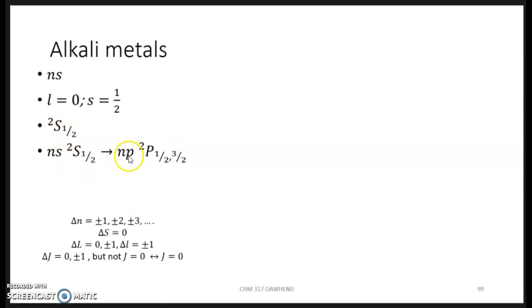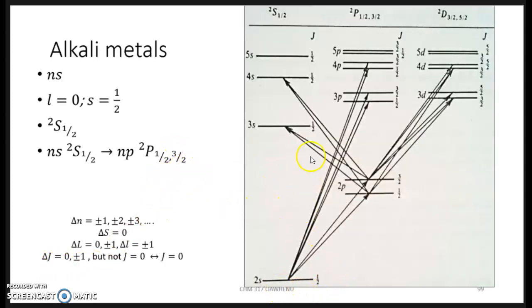Okay, so that gives us nP, from 2S 1/2 to 2P 1/2 or 3/2. So J can go from 1/2 to 1/2, or plus or minus 1, so it can be 3/2. So this is the energy diagram. So you can go from S. This is for lithium. So this is an absorption Grotrian diagram.